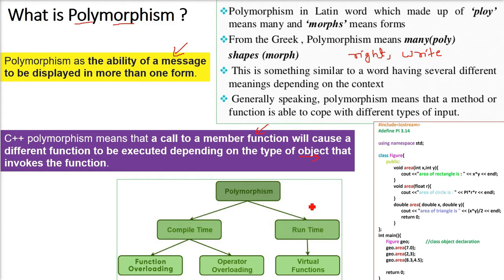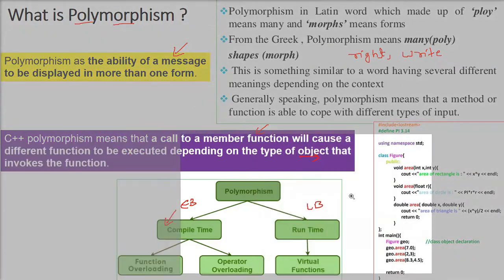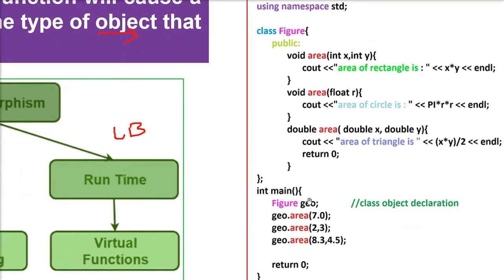The compile time polymorphism is implemented in two ways. Let me tell you, compile time is early binding, runtime is late binding. So in order to implement the compile time, we have function overloading and operator overloading. Similarly, for late binding or runtime, the method overriding is done, and this is implemented using the virtual functions. So this is, I am telling you about the compile time.